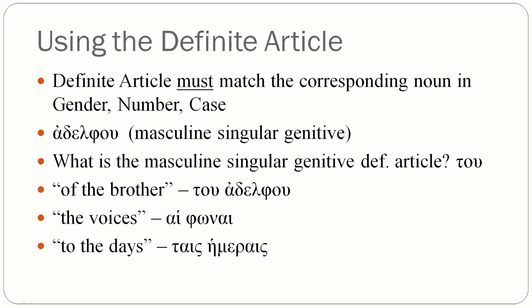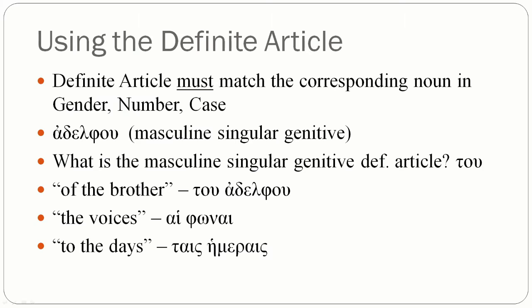And so if you want to say of the brother, okay, first of all it's genitive, so it's of. That's where you get the of. And then tou is a form of the. And then adelphou means brother. Okay, so tou adelphou is of the brother.